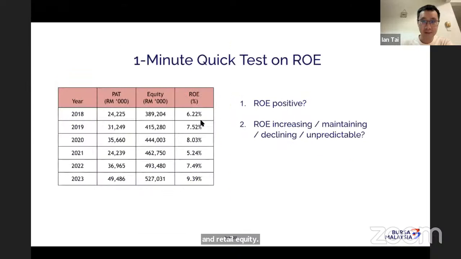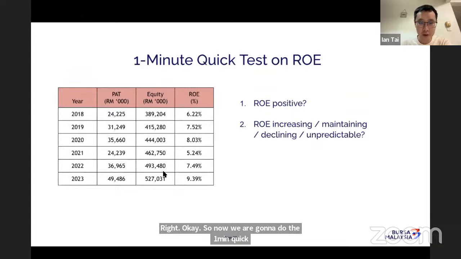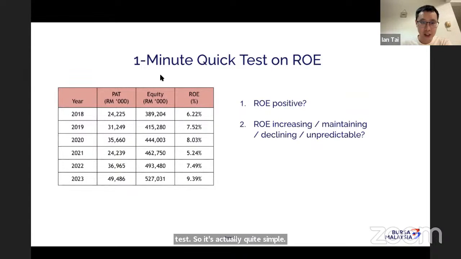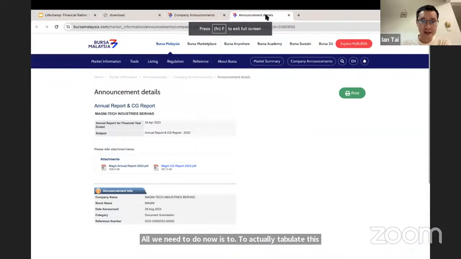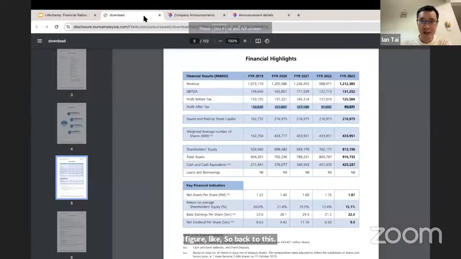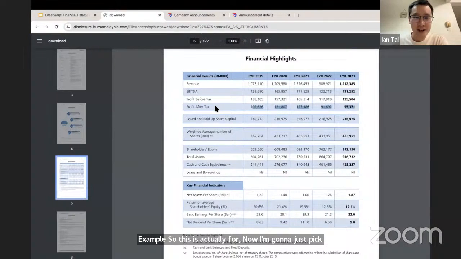Now we're going to do the 1 minute quick test. It's actually quite simple. All we need to do now is to tabulate this figure and calculate the return on equity. So back to this example, this is for Magni. Now I'm just going to pick another company just for fun. Let's see what I can get.